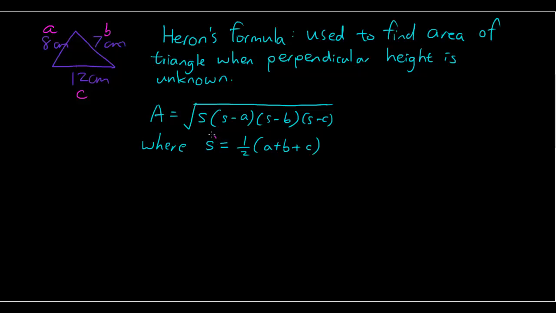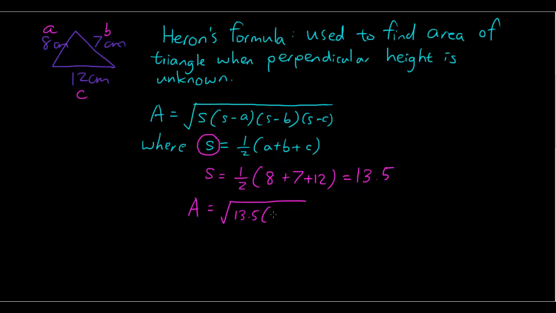And the first thing you're going to do is find out what S is. S is just another variable that we've made up. So the first thing is we're going to go half bracket 8 plus 7 plus 12, and that'll tell us what S equals. So S equals 13.5.